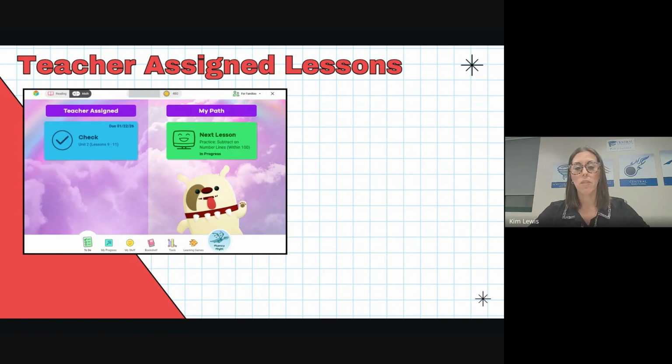So oftentimes that is used, like if the teacher is doing small group work with another group of students, they might have the rest of the class working on a teacher assigned lesson electronically, or it might be a part of a rotation that they're doing in their classroom. So that is more based on what the teacher thinks they need and not necessarily what one assessment is telling them.